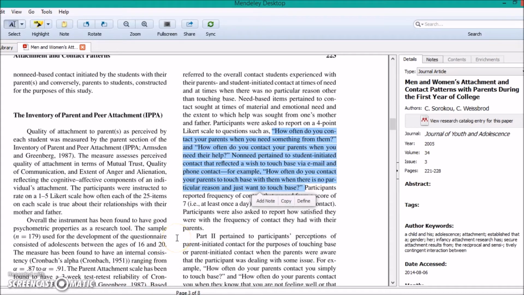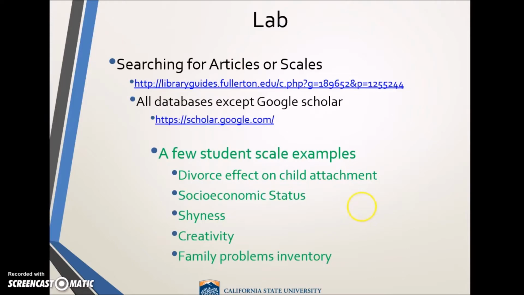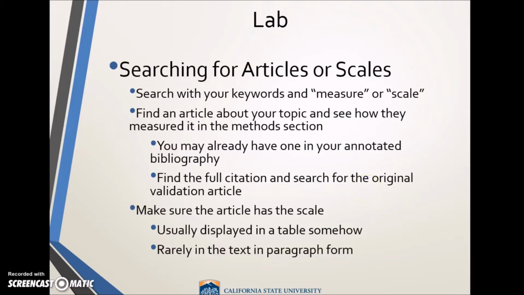If you're just going to search for it, I have some tips for you. So if you just go to Google Scholar or PsycInfo or ERIC to search for it, some tips is search for the thing you want. Maybe it's parent temperament, and then use measure or scale. So search parent temperament measure and see if anything pops up, or parent temperament scale and see if anything pops up.